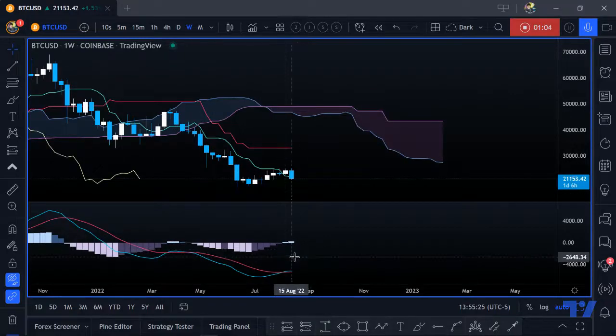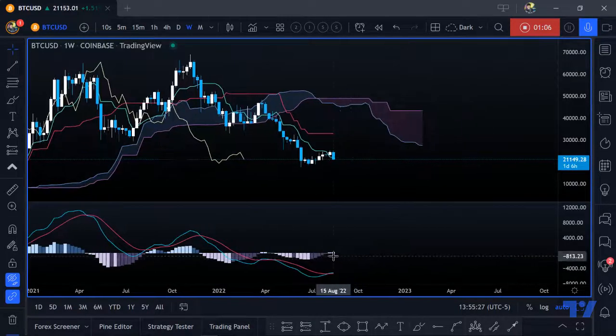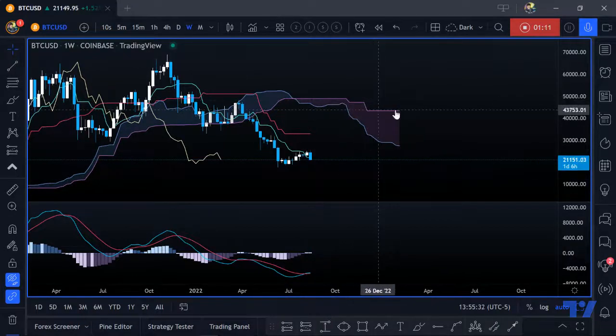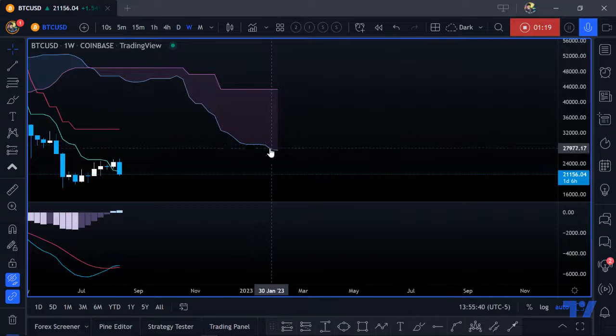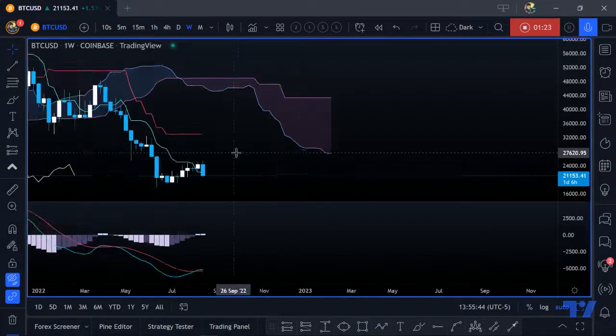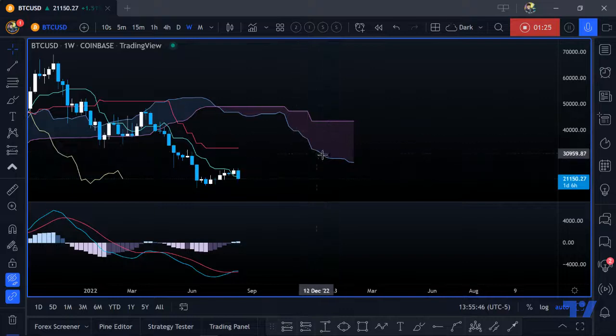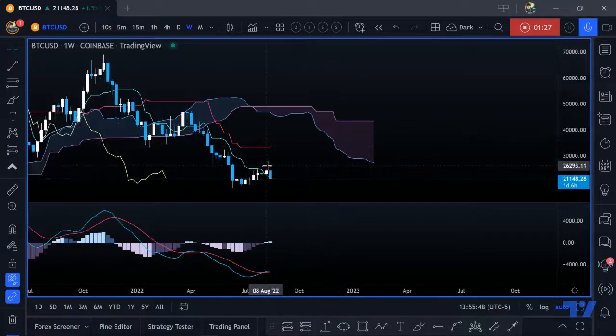MACD, lack of momentum. It's rather flat right now. Senkou Span B is flat, and Senkou Span A has a slight angle to the downside, but there's not much momentum here right now.